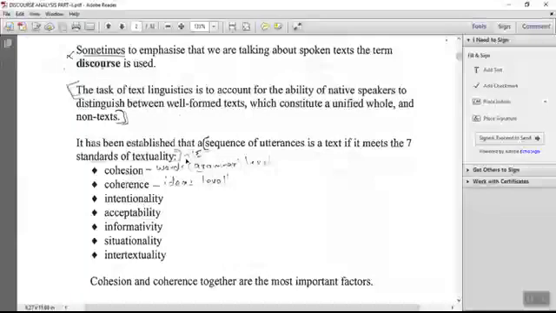Textuality or texture is what makes a particular text. In order for a text to be a well-formed text, it should have texture or textuality. What are the standards of textuality? What do we mean by textuality? Textuality has 7 standards. What are they? They are these.